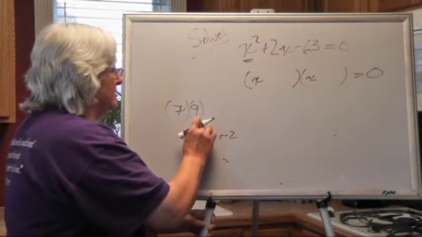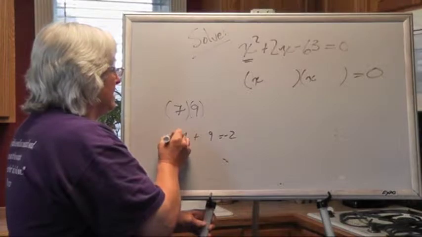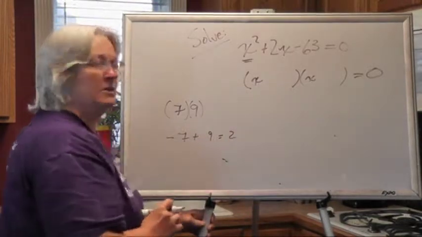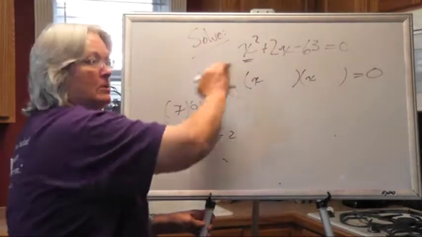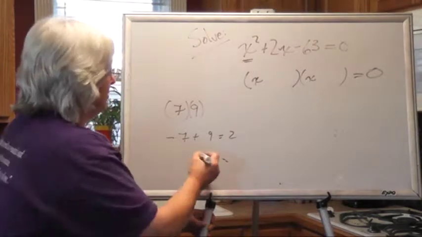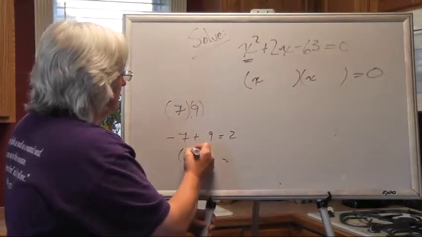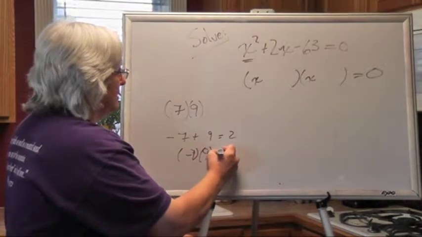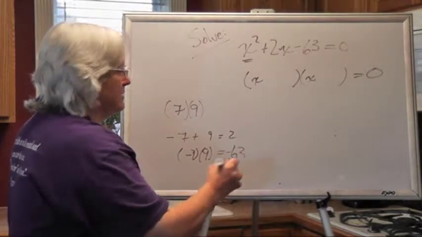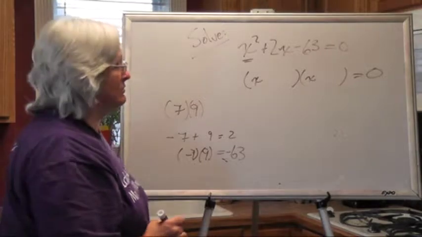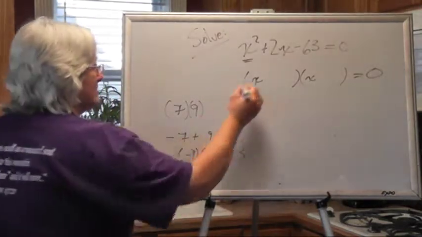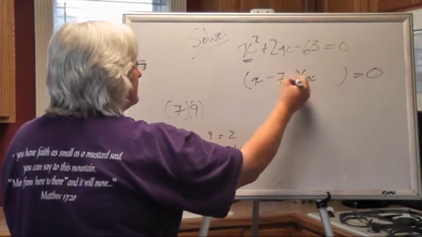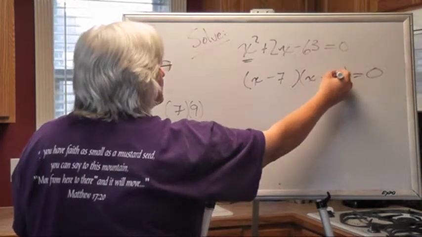Has to be negative 7 plus 9 to give us the positive 2, which is the coefficient of our x term. Negative 7 times 9 gives us the negative 63. So we have x minus 7, x plus 9.